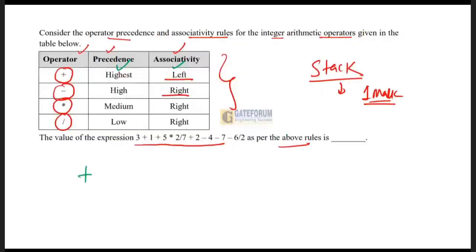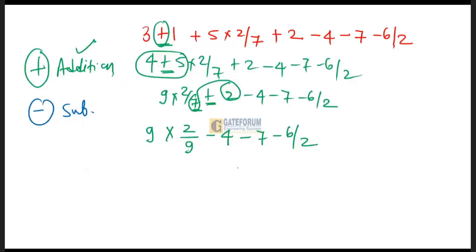You can see the subtraction operation has right to left associativity. So if it has right to left associativity, then this one is at the rightmost position. So what do I need to do? 7 minus 6. Let me do it here itself. 7 minus 6 will become 1. It will become 1 by 2. The next one is this, so it will become 4 minus 1 by 2. So it will give me 3 by 2.